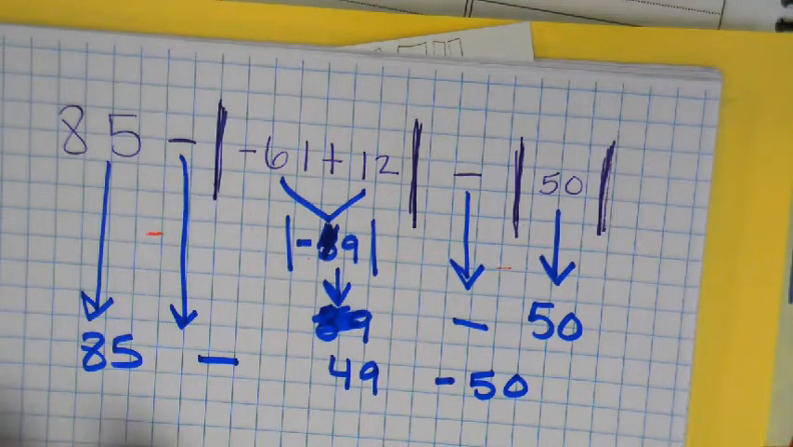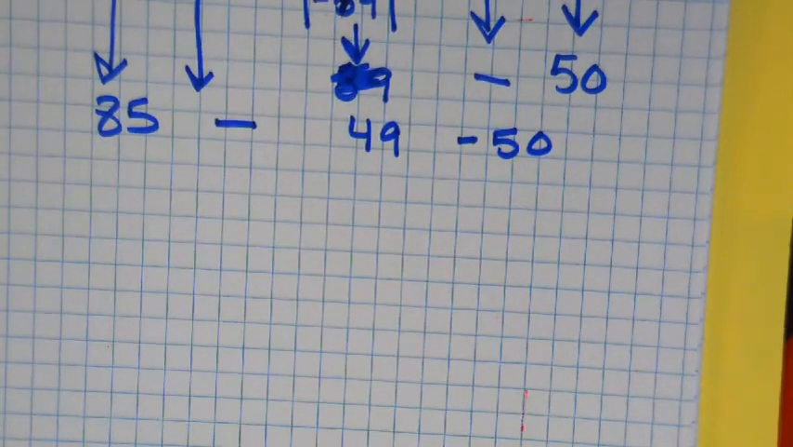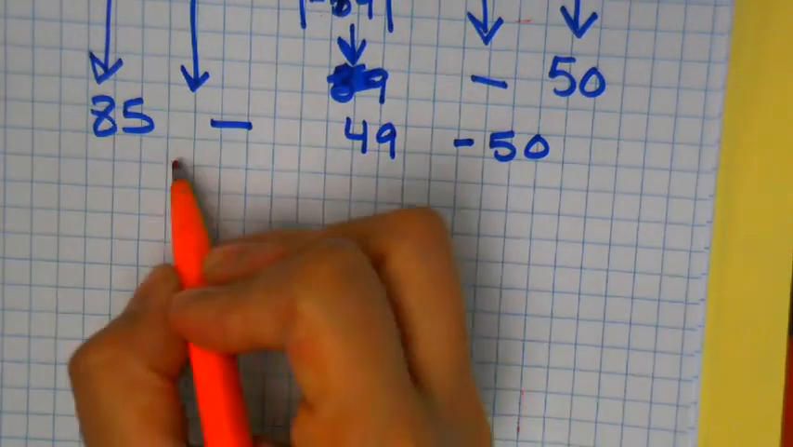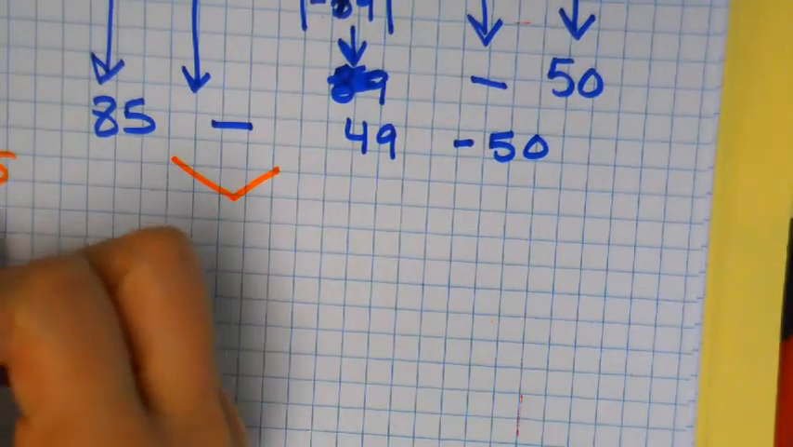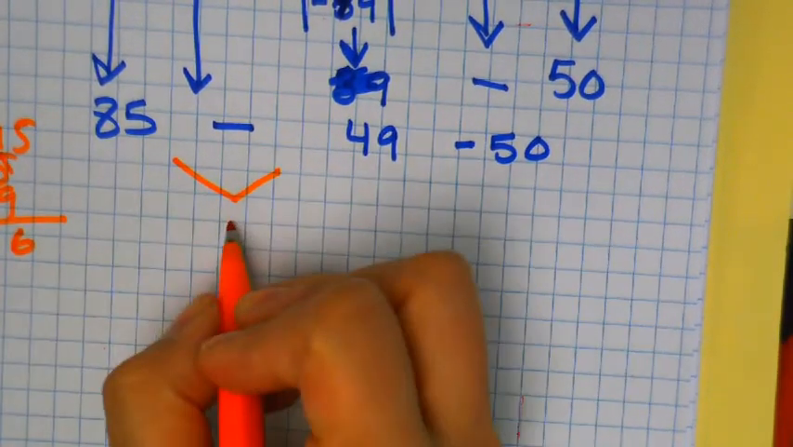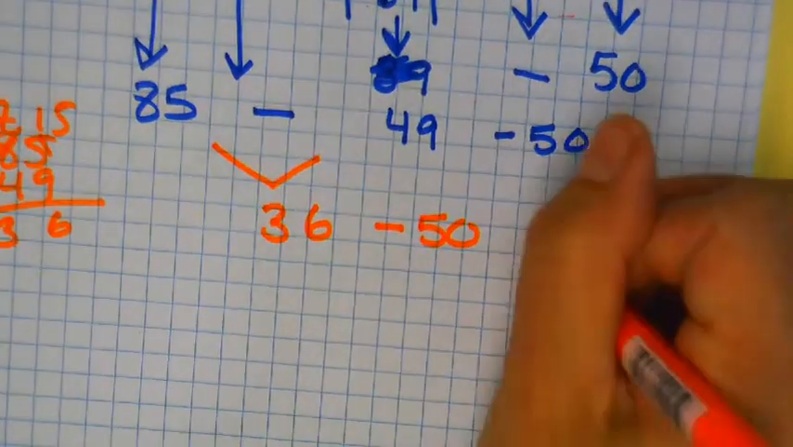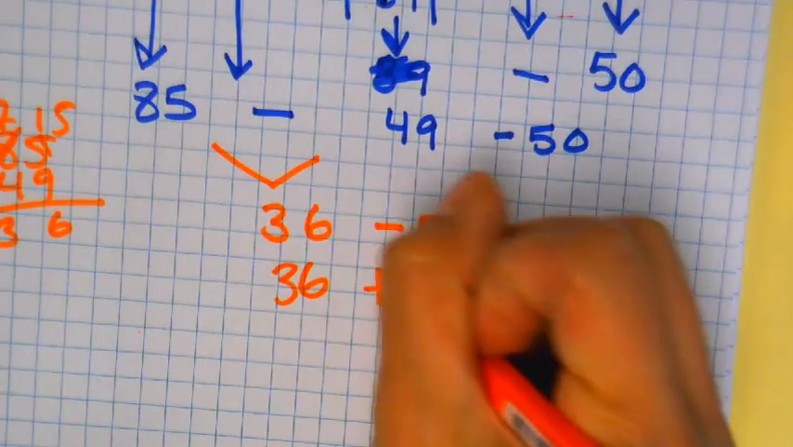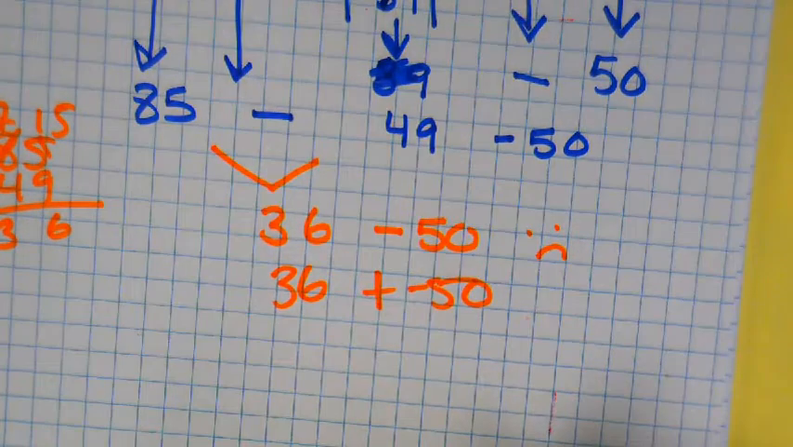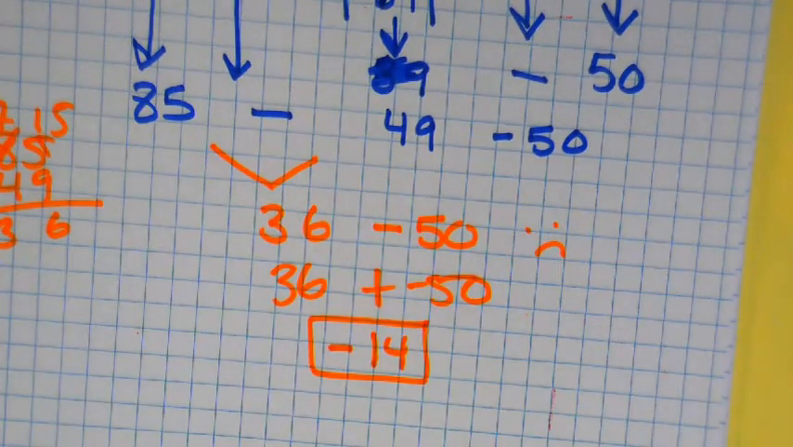Now, can you do 85 minus 49 without changing it? Yeah. 36 minus 50. Now here, can you do 35 minus 50? No. What's our final answer? Negative 14. Good. Very good. We okay? Yes. All right.